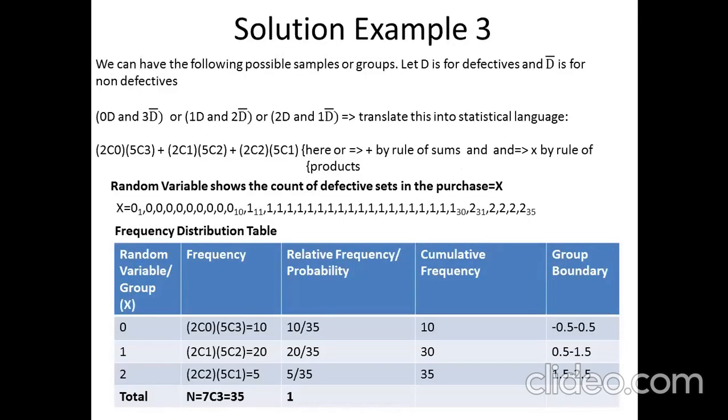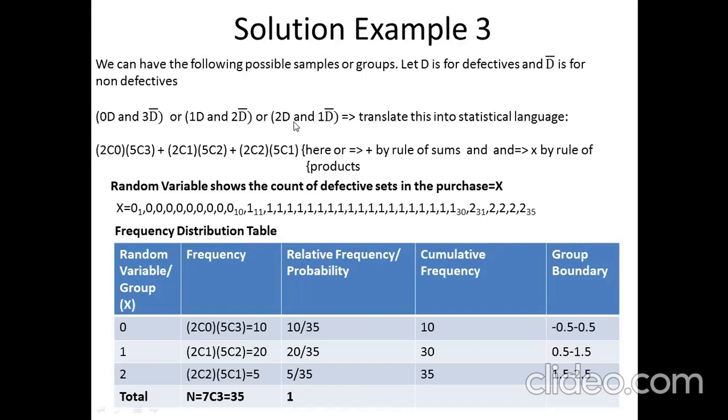So X is the number of defective sets in the purchase, and if we indicate defectives by capital D and non-defectives by D bar or D complement, then in the purchase we can have the following combinations. We can have 0 D and 3 D complement, that is, no defective and all 3 non-defectives, or we can have 1 defective and 2 non-defectives, or we can have 2 defectives and 1 non-defective. We cannot have any other group because there are a total of 2 defectives present.